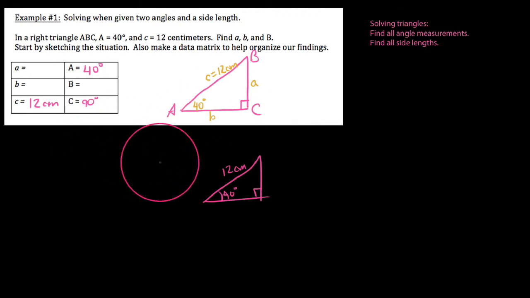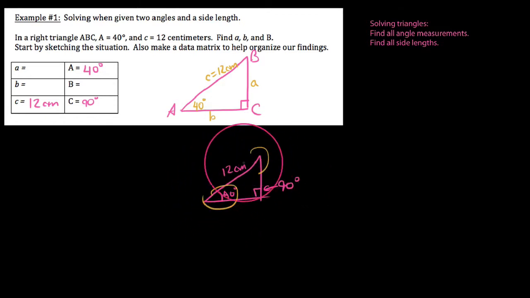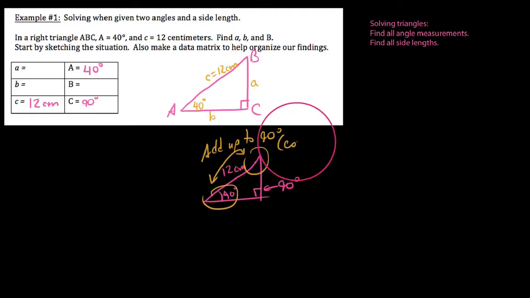Another thing I want to point out about right triangles is this. If all the angles add up to 180 degrees and 90 of those degrees are right there, then what this means is that this angle right here and this angle right here, these also add up to 90. We have a special name for this. We say they are complementary angles, okay?